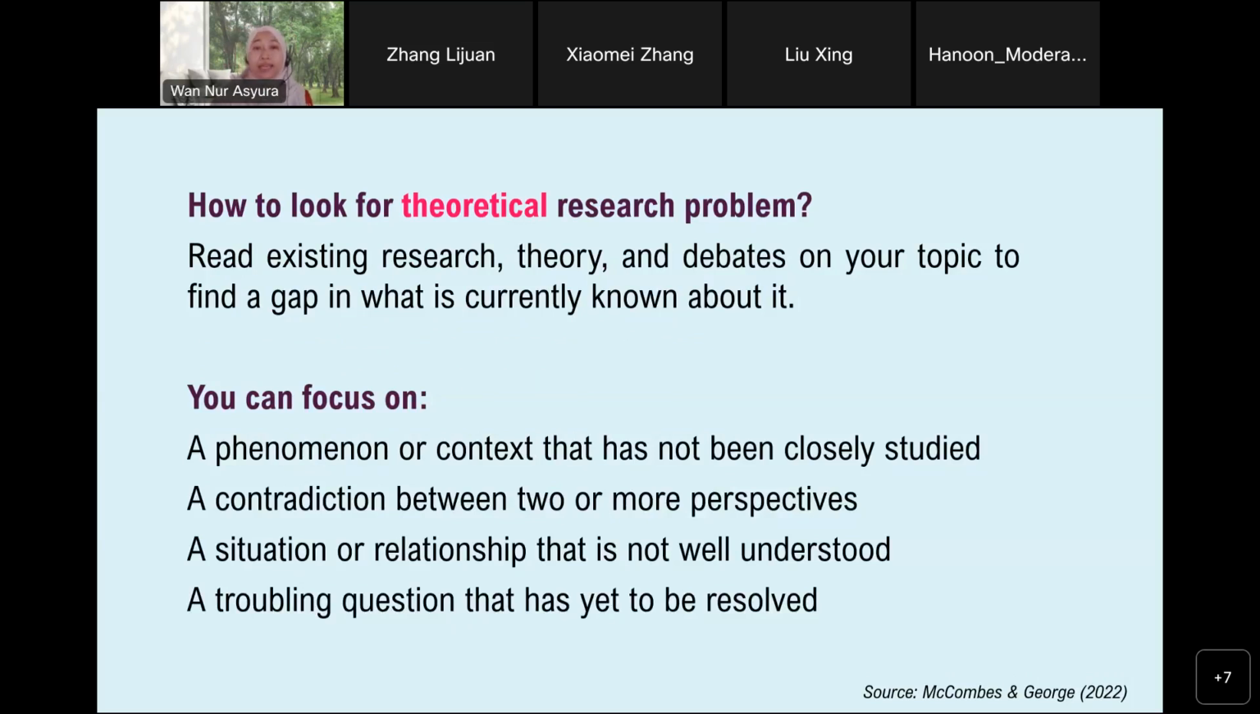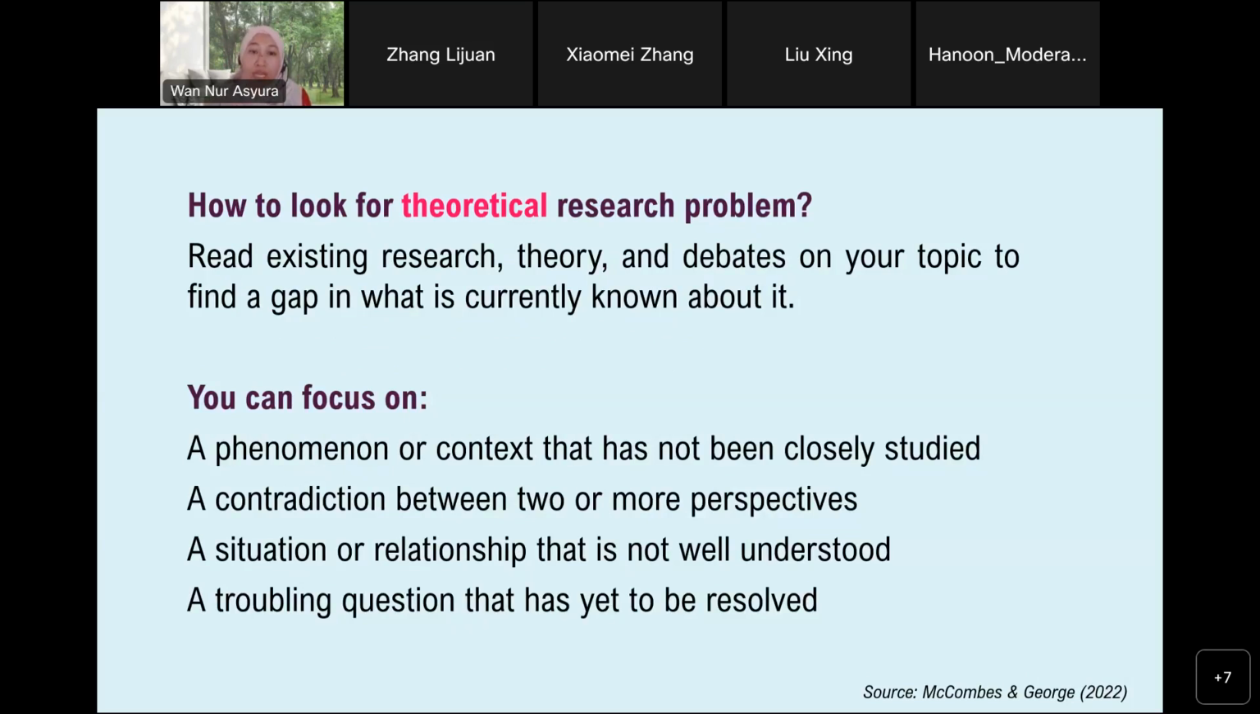Okay, so this is the second part, where you can also look for a theoretical research problem. The previous one was a practical research problem. So now we are looking at the theoretical research problem. To find a theoretical research problem, you may read existing research, theory, and debates on the topic to find a gap in what is currently known about it.